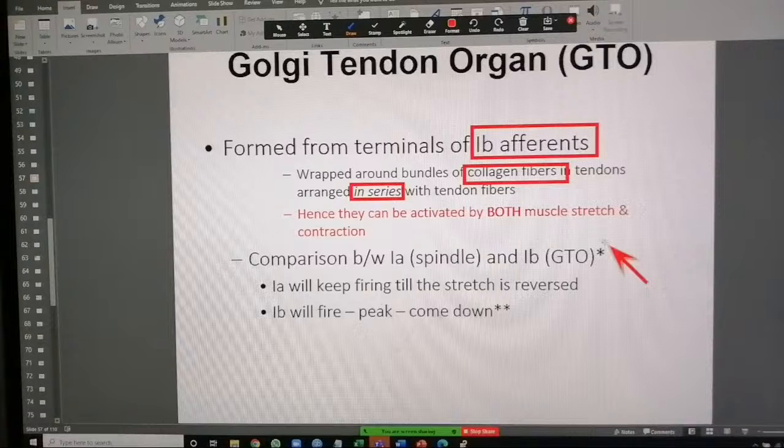It gets activated by both stretch and by contraction. Okay, because, well, if you know the anatomy, since it's in series, when the muscle stretches, the tendon stretches. Okay, the pressure is increased and GTO will get activated. But when the muscle contracts, the tendon is again pulled in the opposite direction, and there's a tension going on in that region again, and that is picked up again by GTO. Okay, so this is a difference.